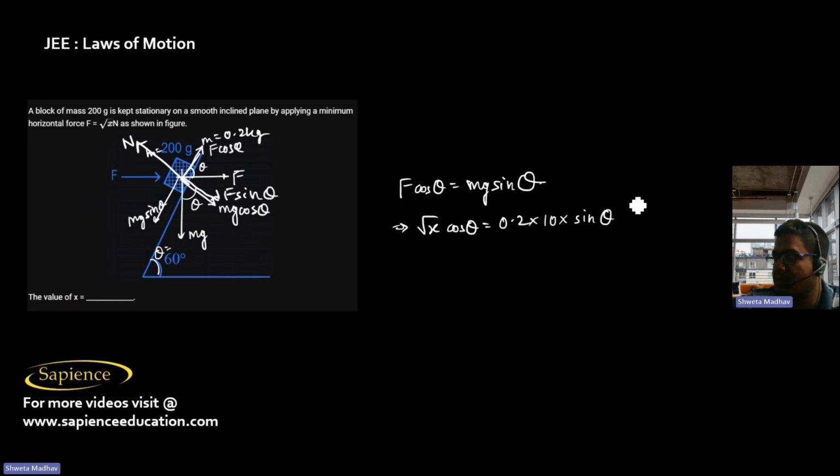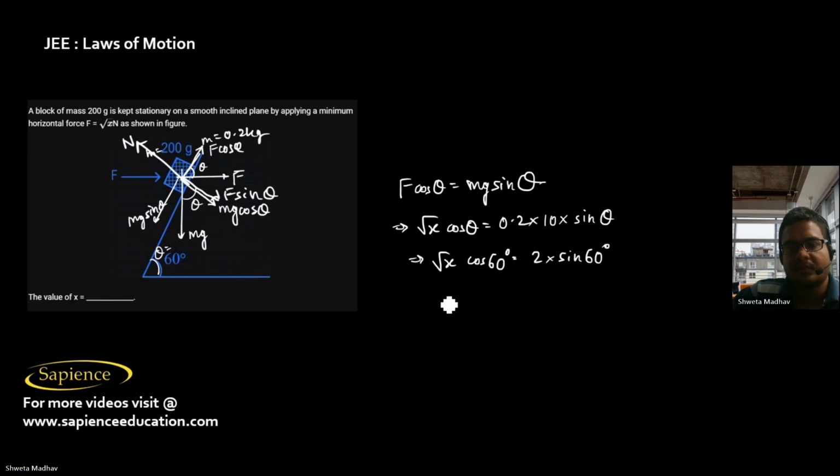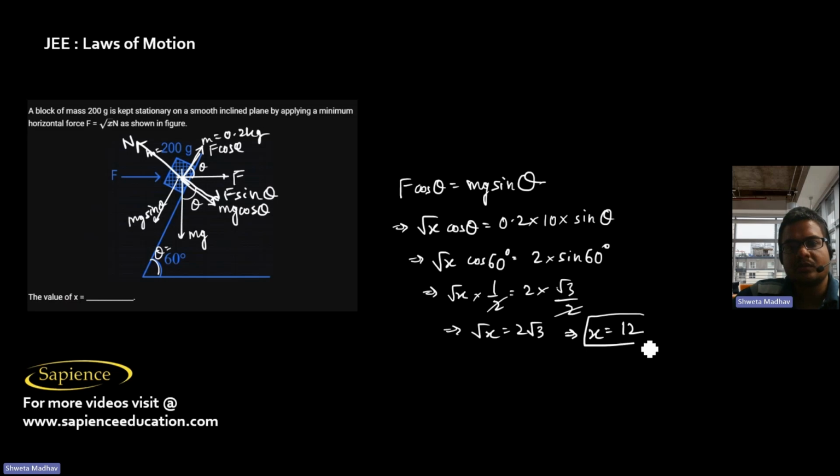Theta is 60 degrees. Now root x cos 60 is equal to 2 into sin 60. So now therefore root x into 1 by 2 is equal to 2 into root 3 by 2. 2 will cancel, and we can say root x equals 2 root 3. Now if we square both sides, then we'll get x equal to 4 times 3, that is 12. So x equals 12. So the value of x is 12.